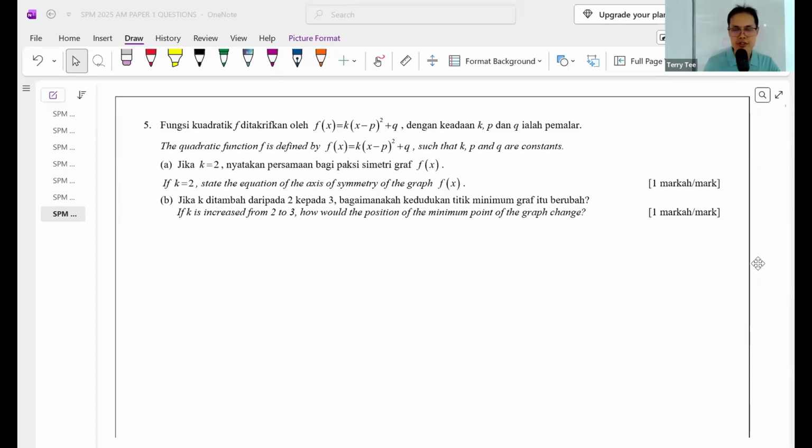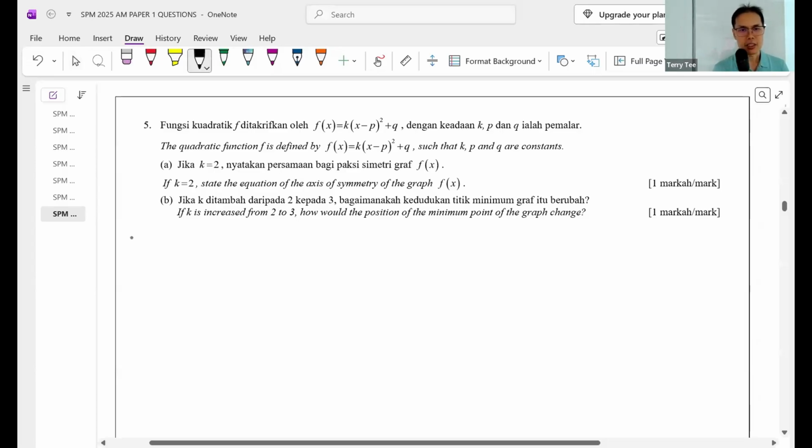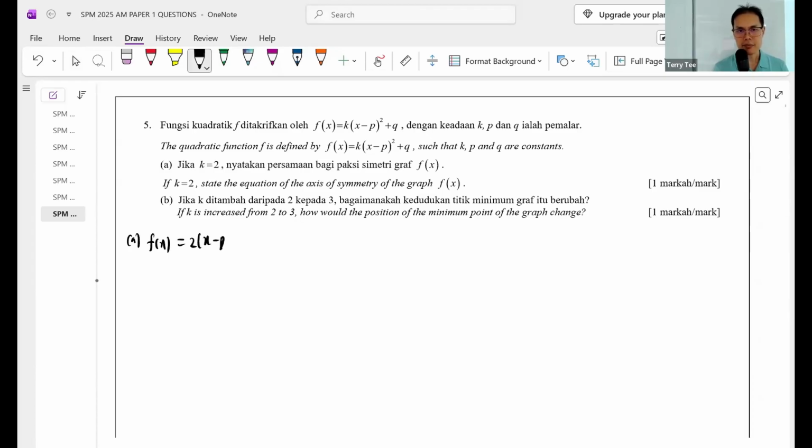Question number 5. Quadratic function f is defined by this. This is from Form 4 Chapter 2, by the way, such that k, p, and q are constant. If k is 2, state the equation of axis of symmetry. Okay, so if k is 2, we can write f(x) equals 2(x minus p) squared plus q, right? Remember, is it minimum or maximum? Minimum, because what's your a? Your a is 2, more than 0. So minimum value.